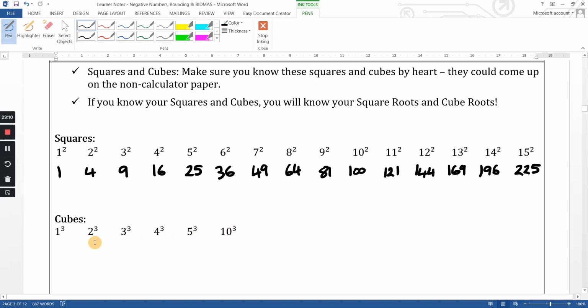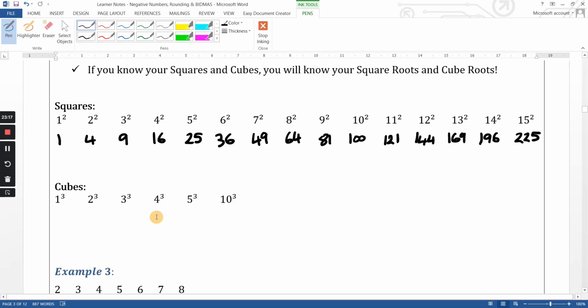Let's do our cubes. So these are the most important cube numbers that we deal with. And again, let's work these out. 1 cubed is 1. 2 cubed, that's 2 times 2 times 2, which is 8. 3 cubed, 3 times 3, that's 9, times 3 again is 27. 4 cubed is 64. 5 cubed, 125. And 10 cubed is 1000, 10 times 10 times 10.